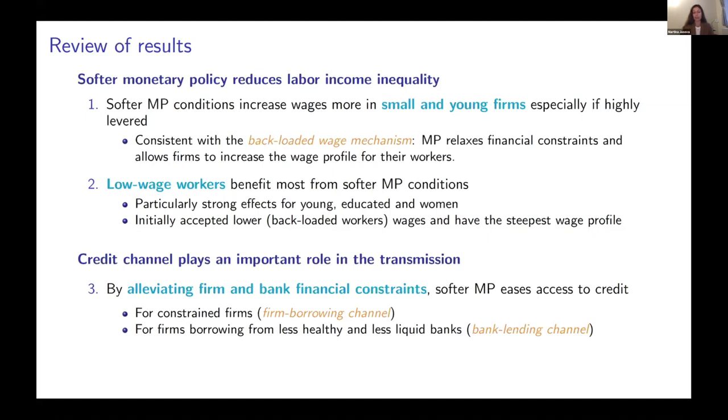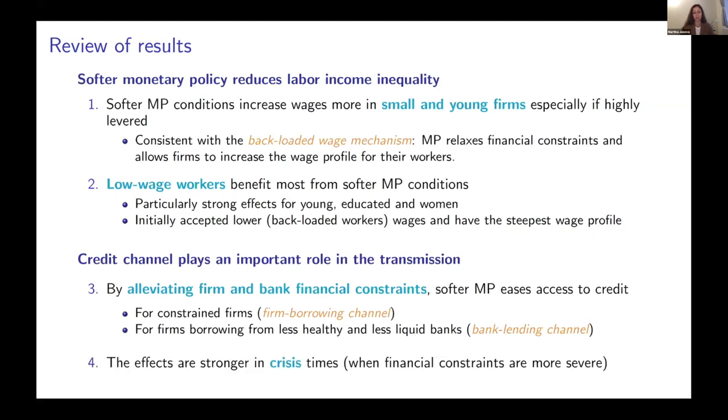Now, at the very end of the paper, we also try to understand a little bit more the state dependence of our results. And we find that these effects are actually stronger in times of crisis, which would suggest that in times of a crisis, the financial constraints are more severe. So the relaxation of financial constraints due to the softening of the monetary policy actually has a bigger bite and a stronger effect on the labor income redistribution.